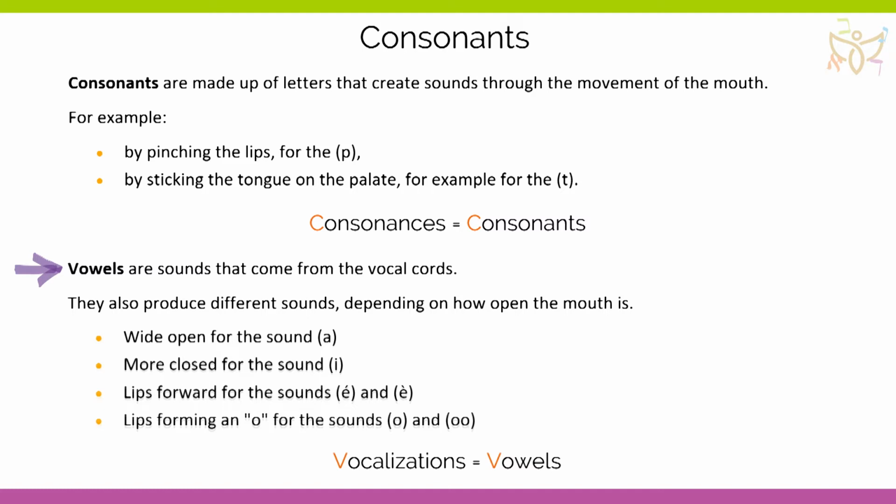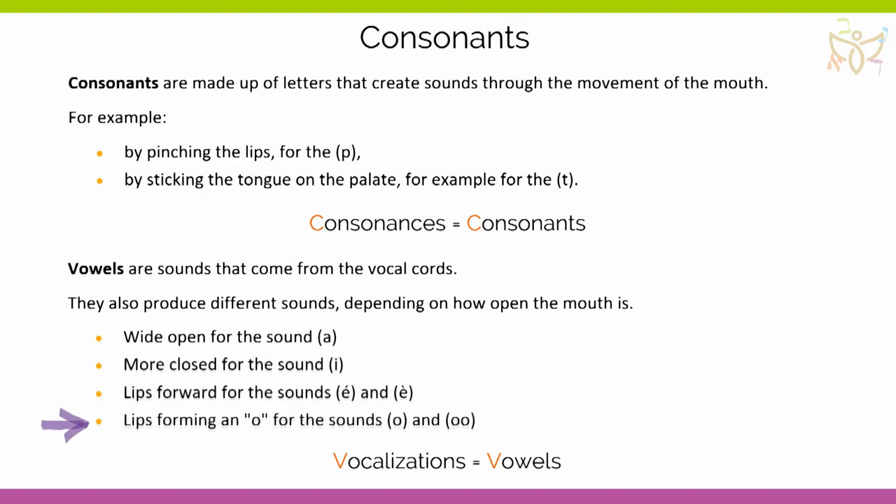So then, how do they produce sounds? Well, they produce a different sound which is related to the opening of the mouth, for example, wide open for the sound ah, or more closed for the sound e, or the lips forward for the sounds a, or a, and the lips forming an o, for the sounds o, or u. On the other hand, for vowels, the mouth must be open and nothing must obstruct the airflow because the sounds are emitted directly from the vocal cords. That's why vowels produce vocalic sounds.